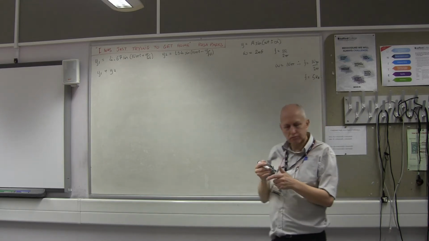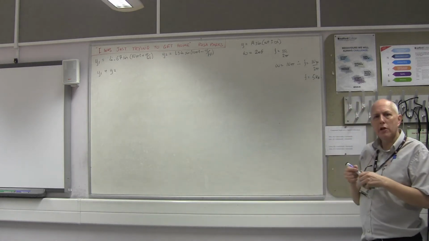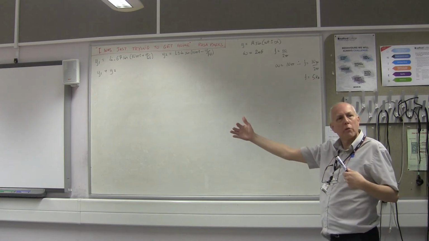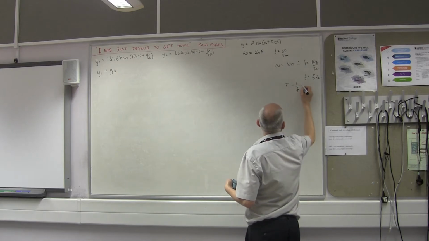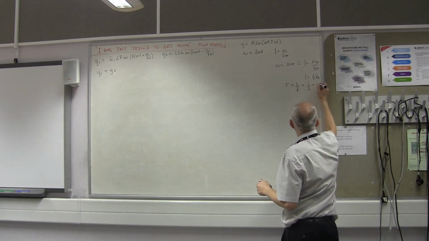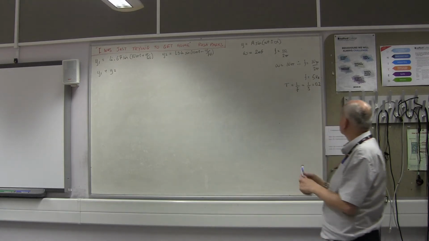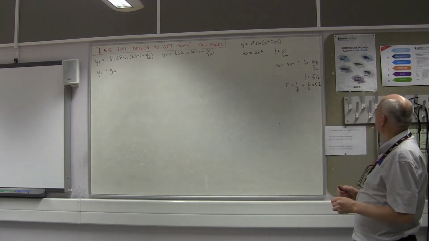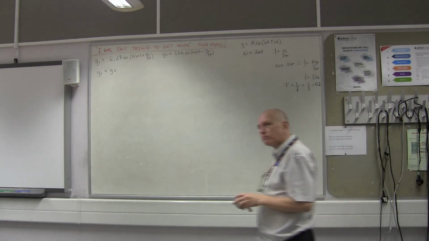Okay? And then from that, I can then find the period, how long it takes to do one complete cycle, and that's from this formula, 1 over f. So it's 1 over 5. Okay? Which is 0.2. Okay? Maybe see what I've done there. Happy with that?